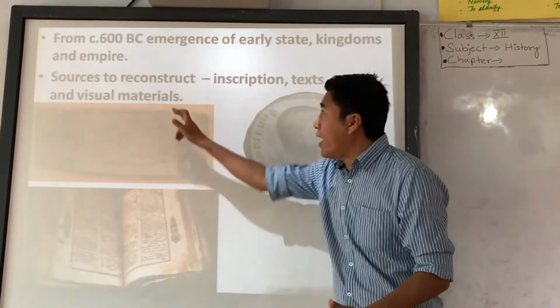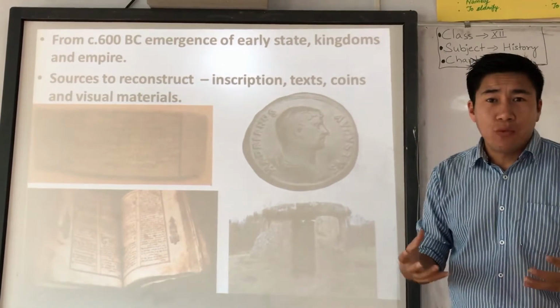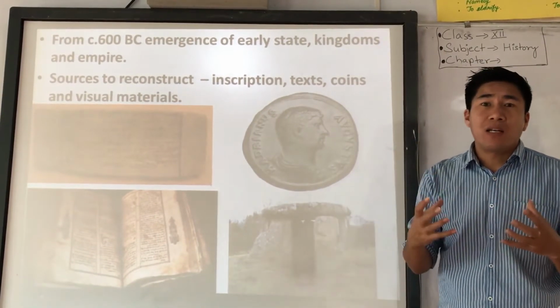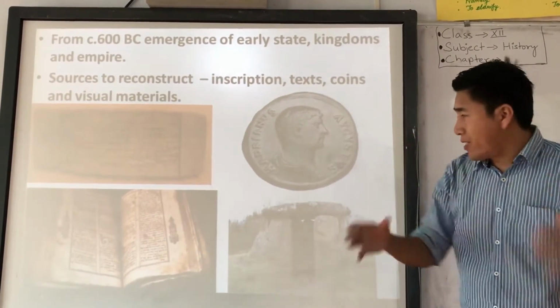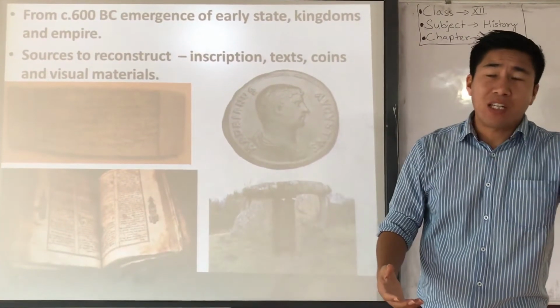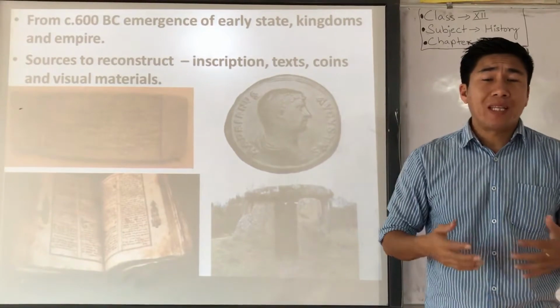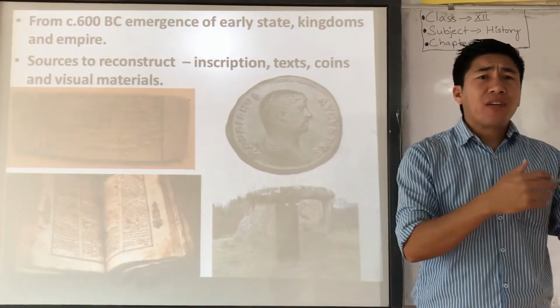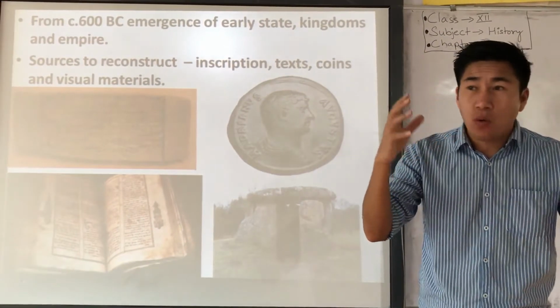Last, we have visual materials. Visual materials means sources that we can see, just like megaliths. Then we have the stupas, different kinds of forts, temples, different kinds of sources that we can see with our own eyes.